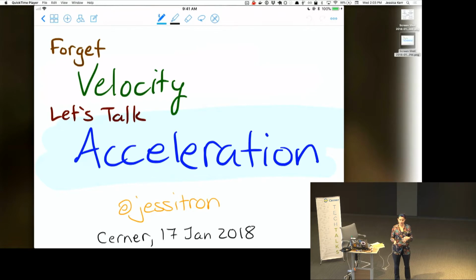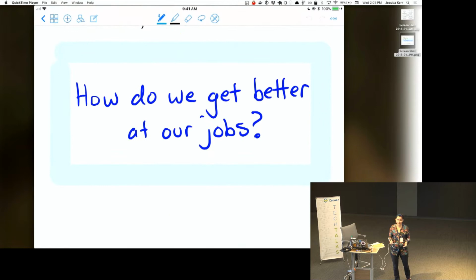let's let go of velocity and think instead about acceleration. Because I was a physics major, that's my college degree, and I don't remember much from it, but I really remember this stuff. Along the way, in this presentation, we will answer the important question.